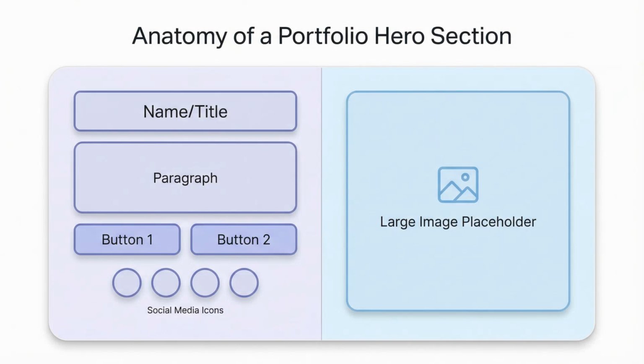Here's what the hero section of a portfolio site typically looks like. On one side, you have your identity, your name, a short description of who you are, a couple of buttons like Hire Me or View Work, and social media icons. On the other side, there's a prominent image, usually a professional photo. This two-column layout is clean, scannable, and works well for personal branding.